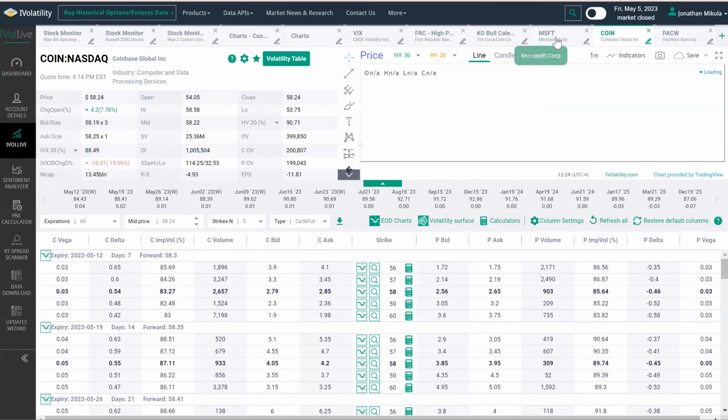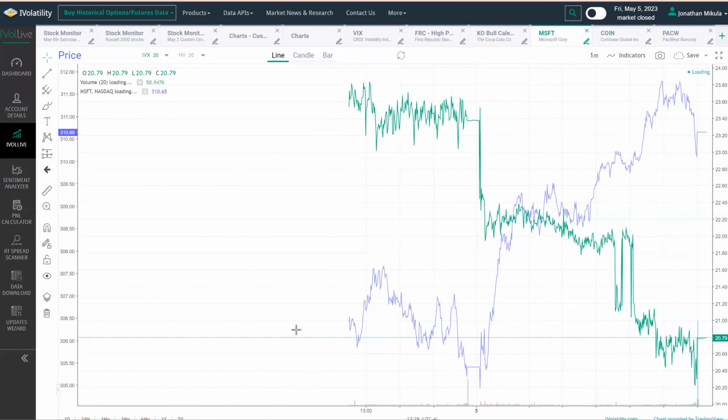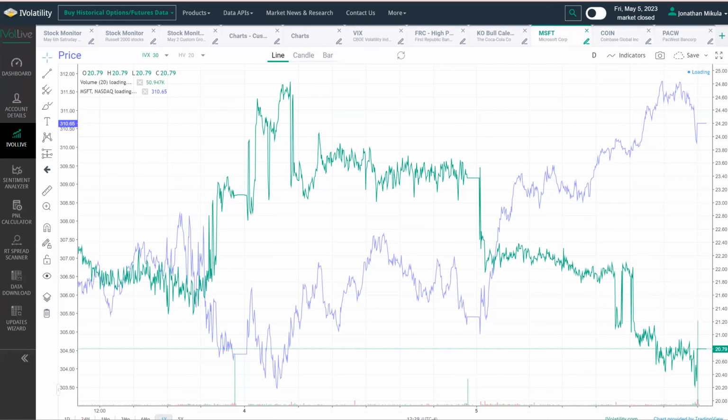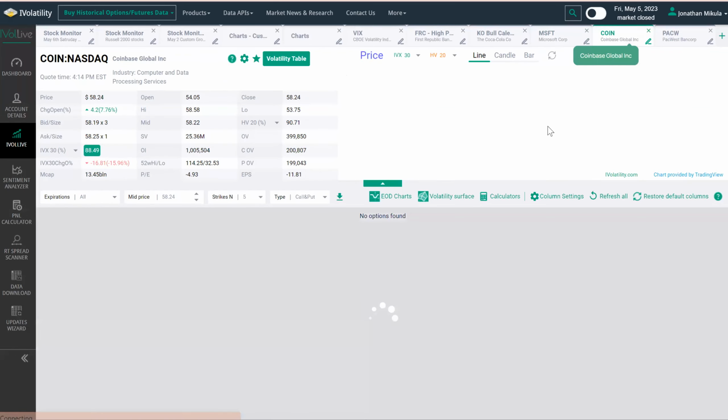Other charts that I've been looking at here, we have Microsoft, which has been doing really well. This was a good chart that caught my eye this morning, where price is going higher in the blue, and then the volatility measures are going lower, and so it's a really good indicator of that inverse relationship. Coinbase just had an earnings beat.